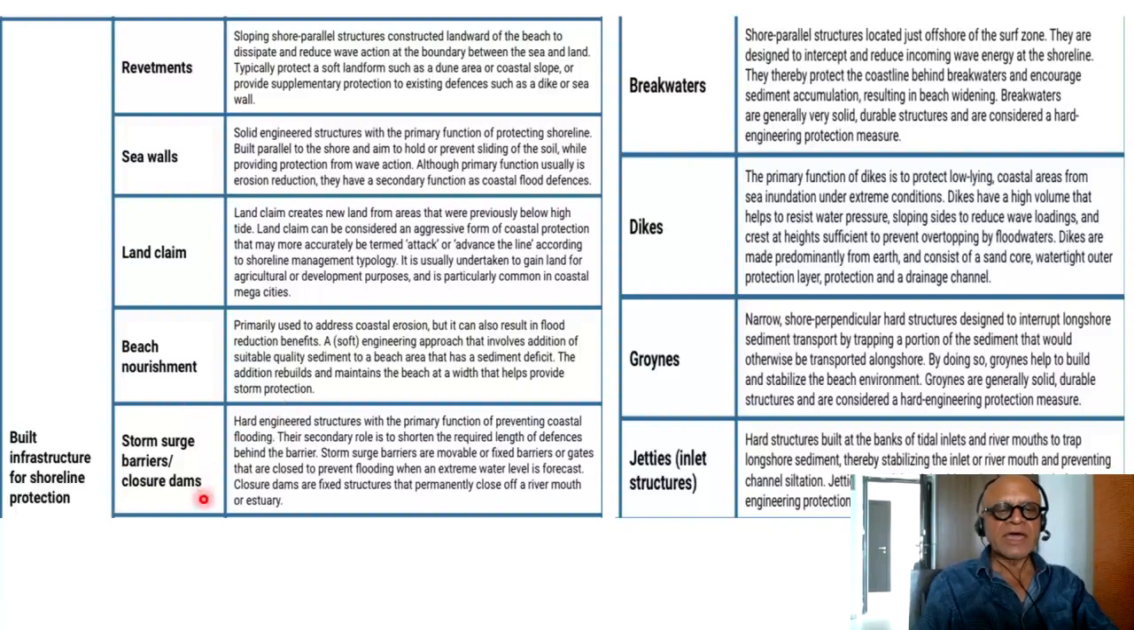Storm surge barriers and closure dams are hard engineered structures with the primary function of preventing coastal flooding. Their secondary role is to shorten the required length of defenses behind the barrier. Storm surge barriers are movable or fixed barriers or gates that are closed to prevent flooding when an extreme water level is forecast.